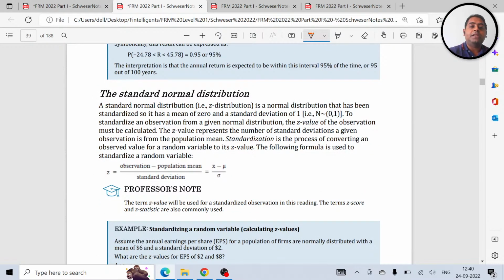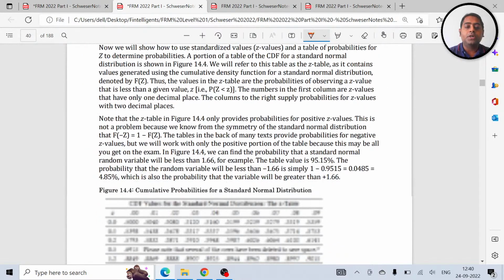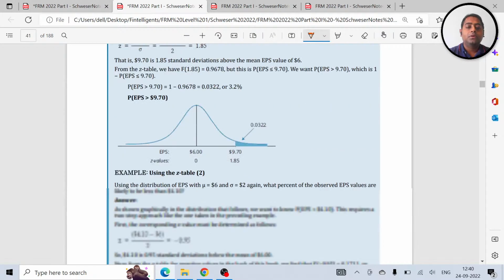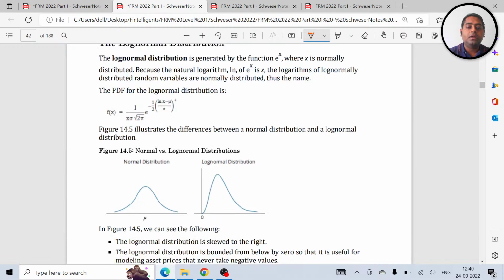And this part, the standard normal distribution, the entire standardization part, how do you solve questions? That is tested heavily in the exam. So please make sure that you are good with that. Okay, let us move forward towards the next section. More or less, this is just a repeat of that part.